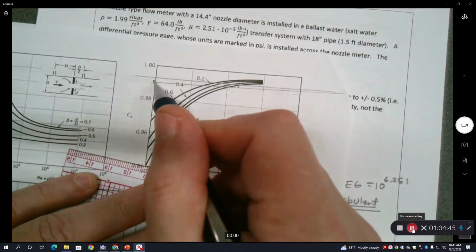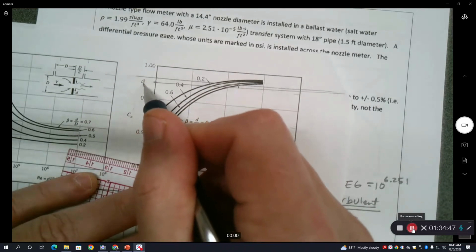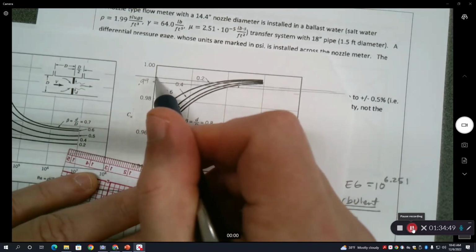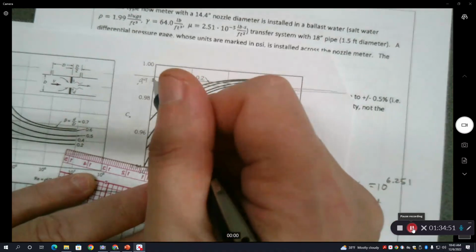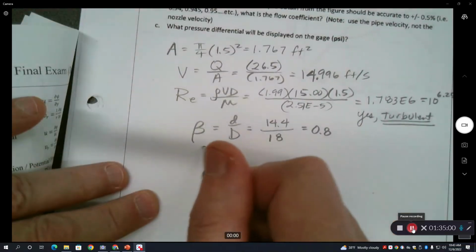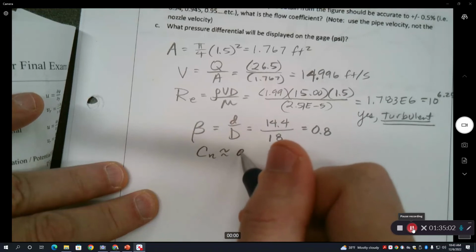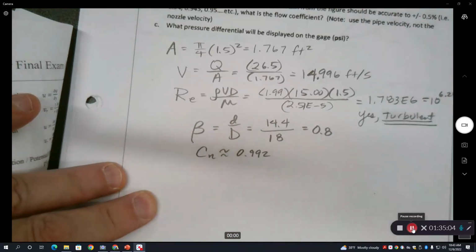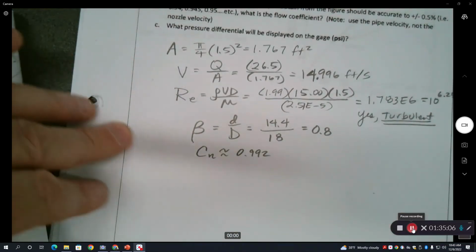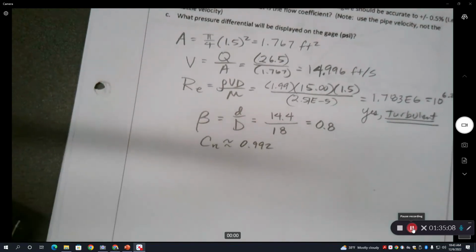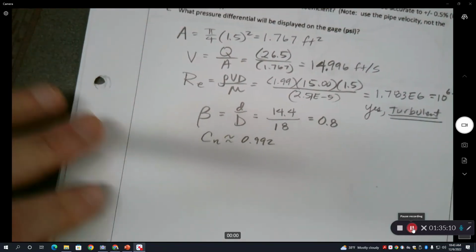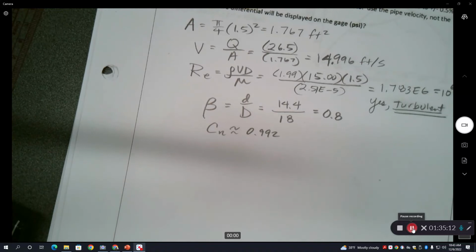So, yeah, 0.992 here, because that's 0.99. And, I don't know. So I'm going to estimate my flow coefficient, which is a C sub N, 0.992. What did Ted back in the day say? He said 0.99. They're not close enough.